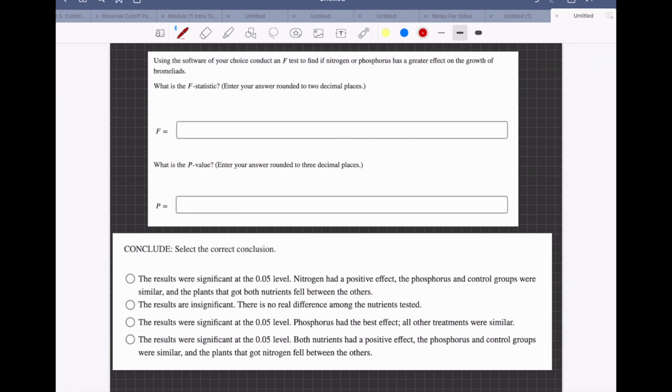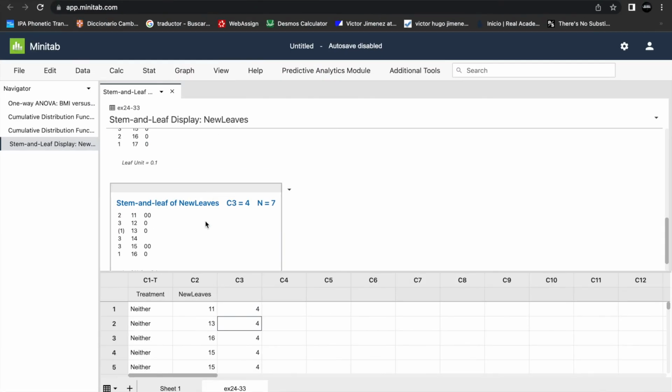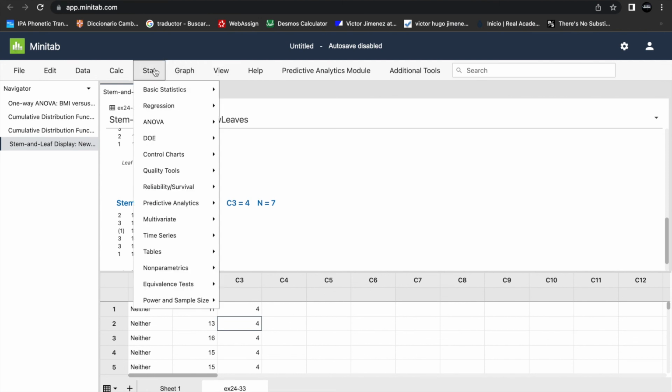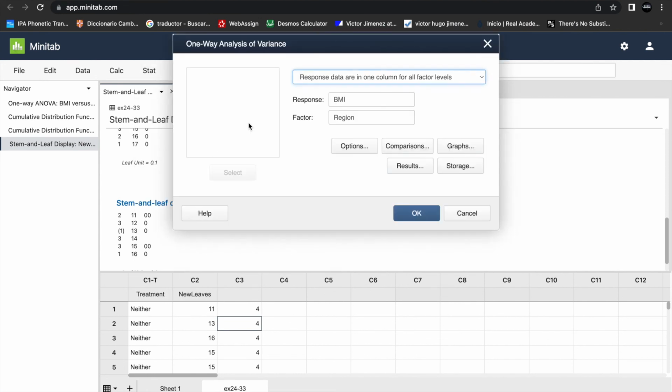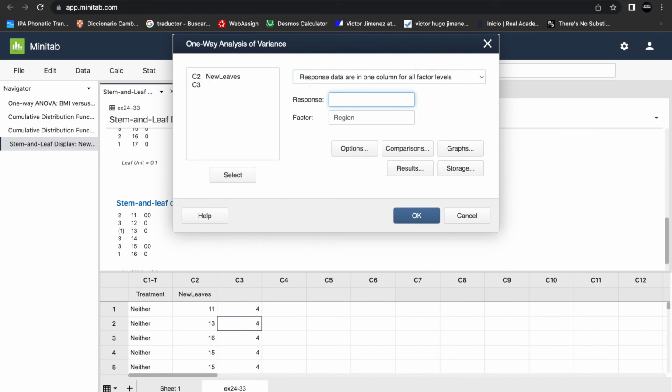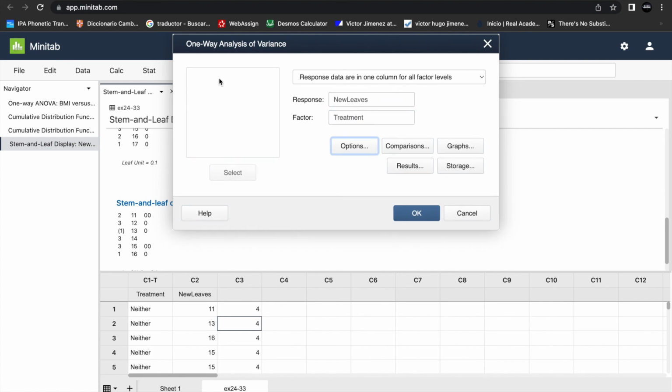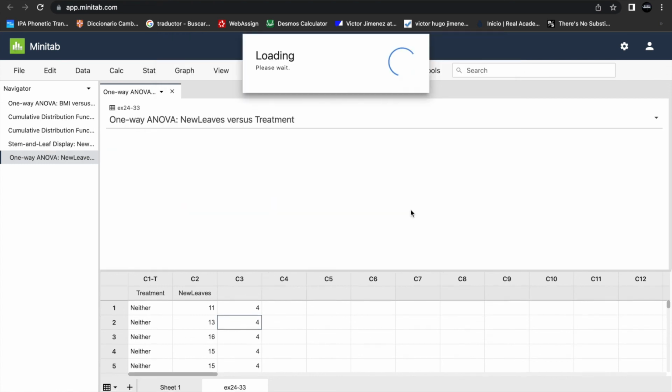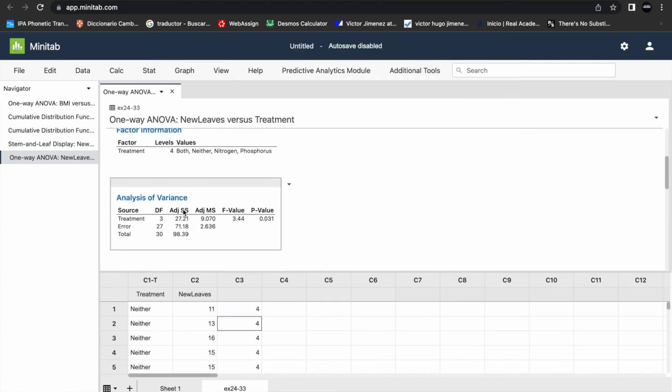Next, you will have to perform the tests. Using the software of your choice, conduct enough tests. So we go to Minitab. Remember, Stat, ANOVA, One-Way. Now here, for response, we have to choose new leaves. For factor, it is the treatment. And I think that's all. The rest is correct by default. So, okay. And there you have.